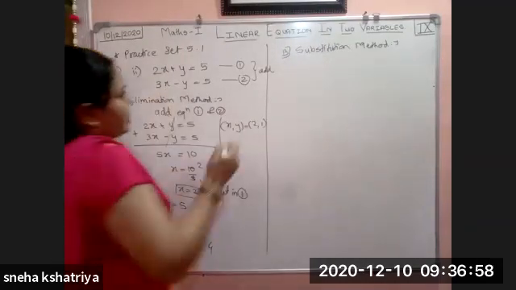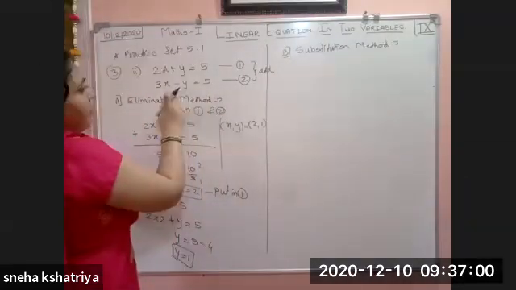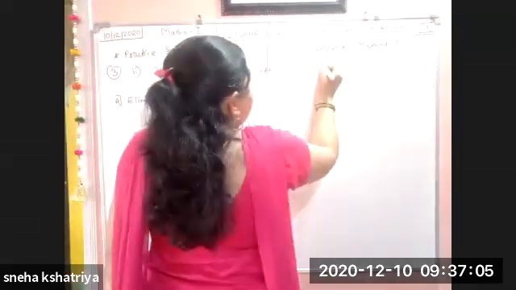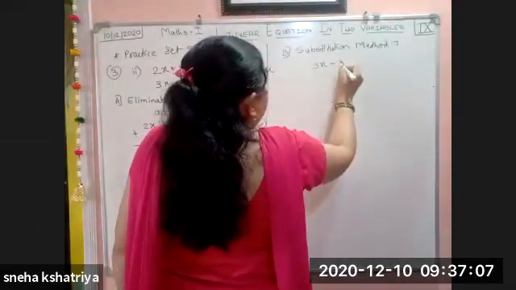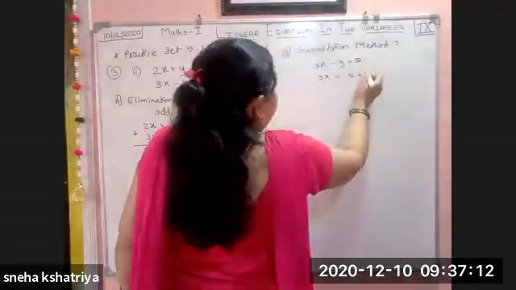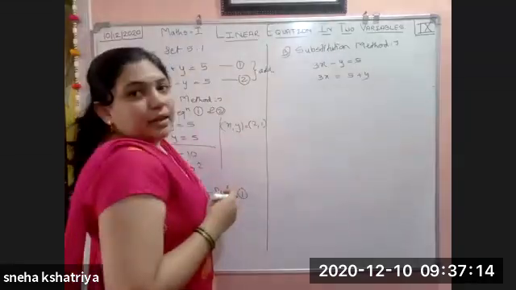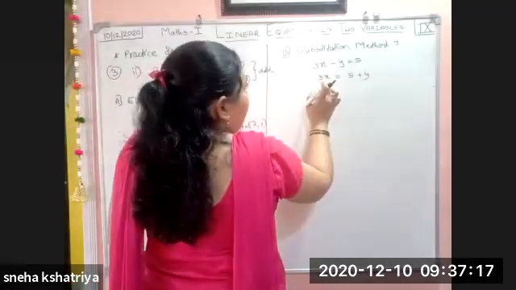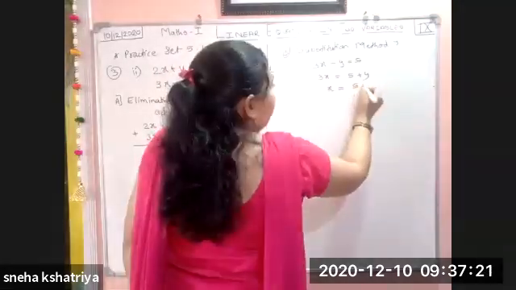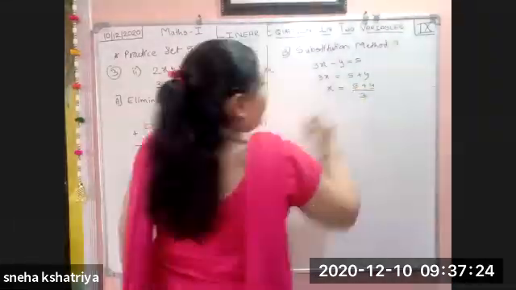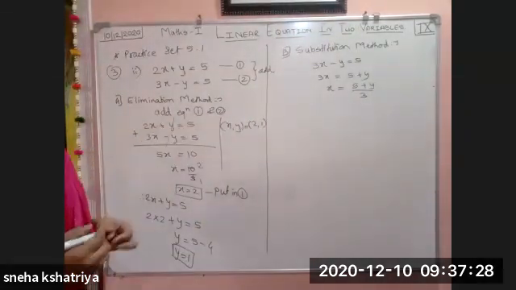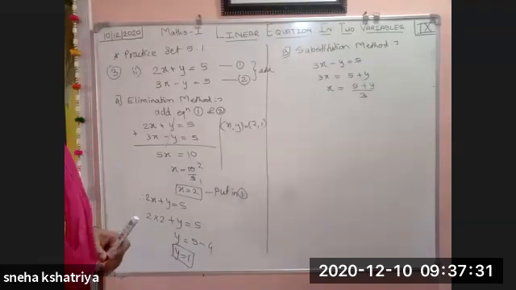Because, see here, if we take equation number 2, 3x minus y is equal to 5, the minus y we will shift there, it will become 3x is equal to 5 plus y. And here we have to find the value of x, so this 3 you have to divide there. So it will become (5 plus y) divided by 3. So it will take a longer time to solve this. So substitution method we will take tomorrow. Okay.